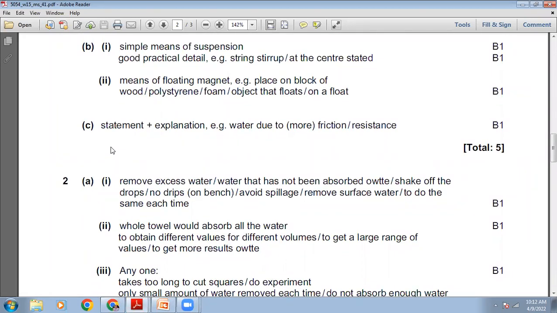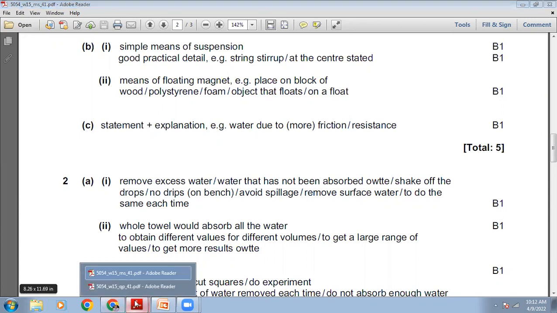Means of floating the magnet, for example, placing it on a block of wood, polystyrene, or a foam object that floats on a float. So you can use a piece of wood, or you can use a piece of polystyrene. Polystyrene is the same material. Okay, and then we will go to the next question.